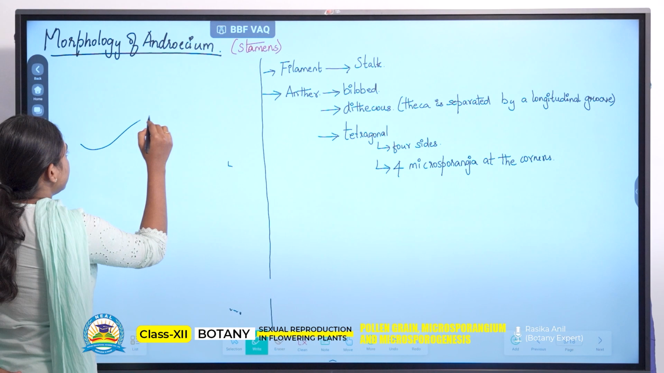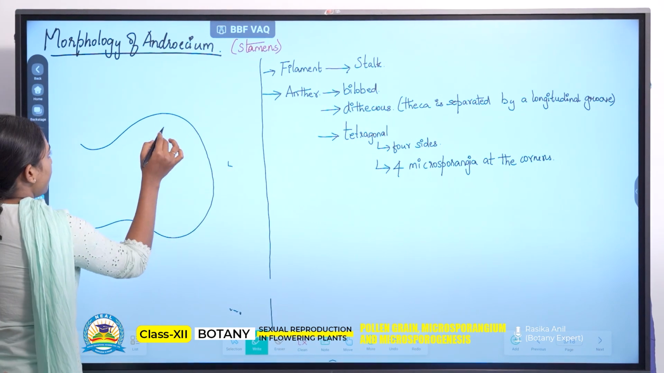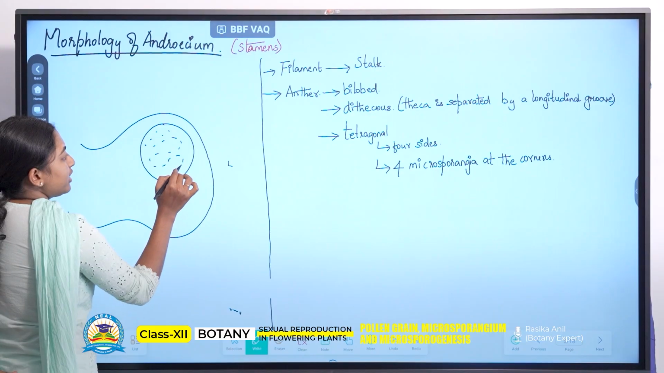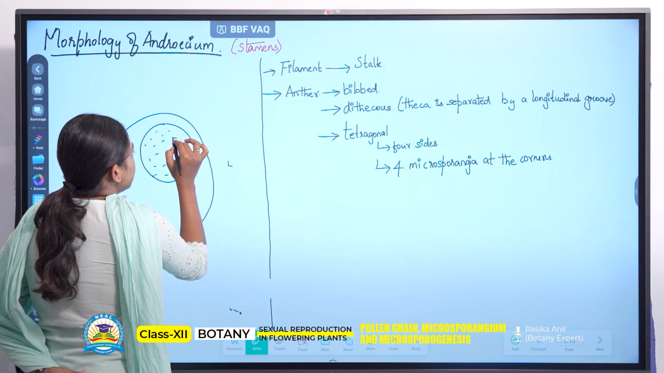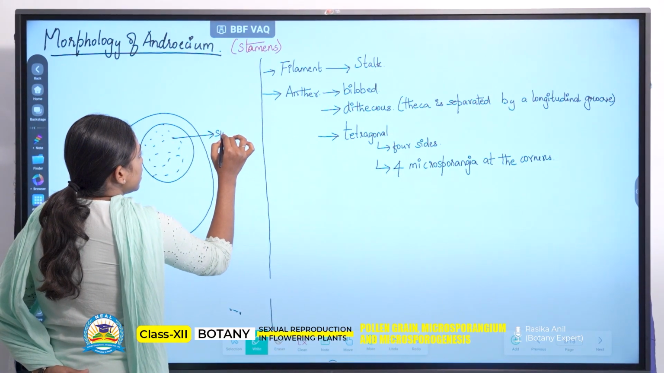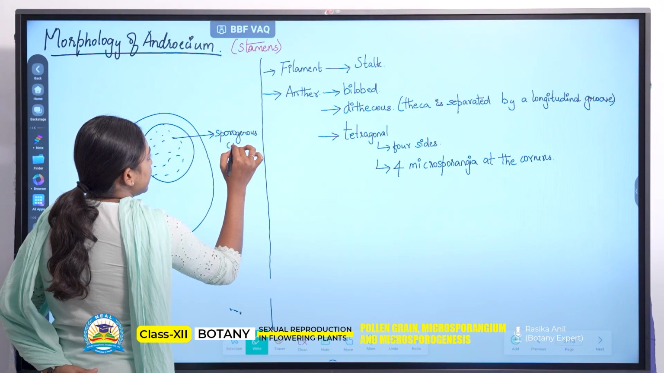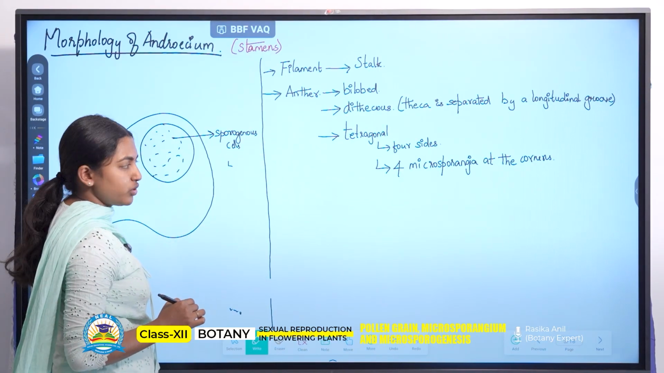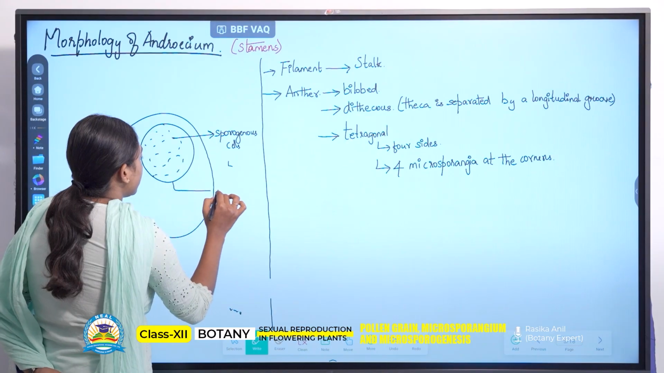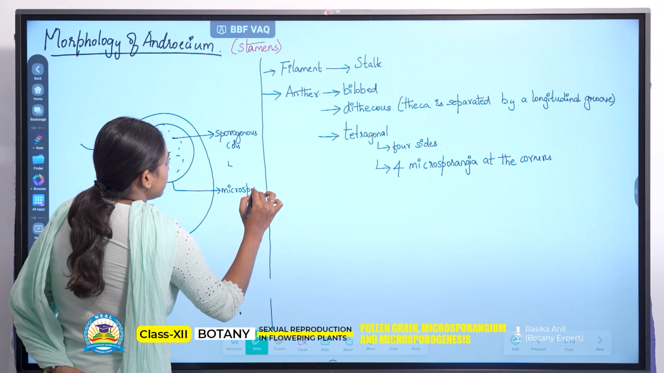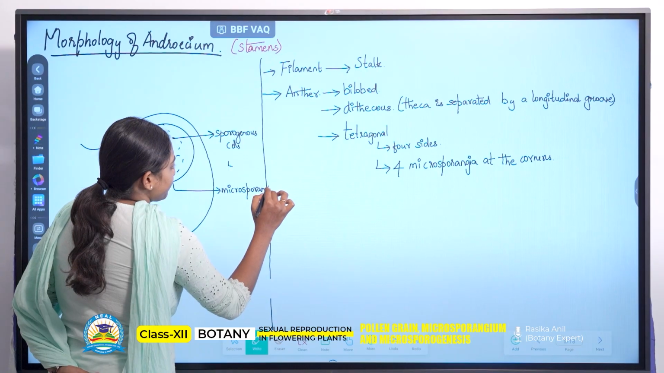Right. So imagine this is your microsporangia. Inside this you will have a type of cells, right? The cells are called sporogenous cells or sporogenous tissues, right? And this is your microsporangium.